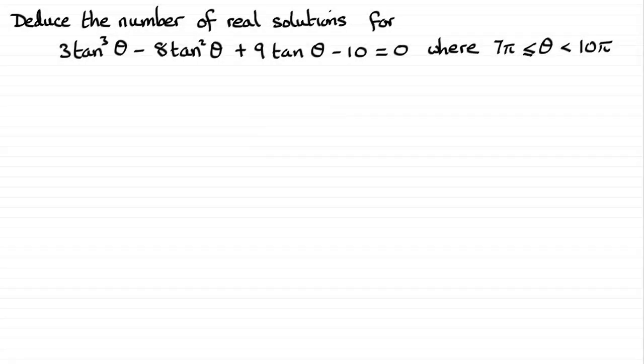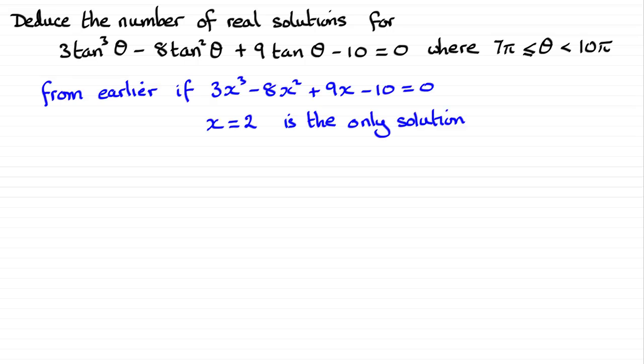Now for this last part of the question, we've got to deduce the number of real solutions for this equation here, where theta is greater than or equal to 7 pi but less than 10 pi. From an earlier part, we had this equation and we found there was only one solution to it. That was because the factor x minus 2 equals 0 leads to x equals 2. The other factor, the quadratic factor, had a discriminant less than 0, so there was no solution.